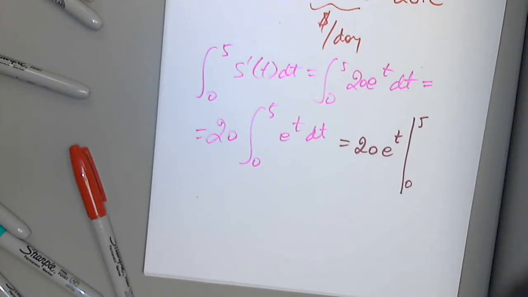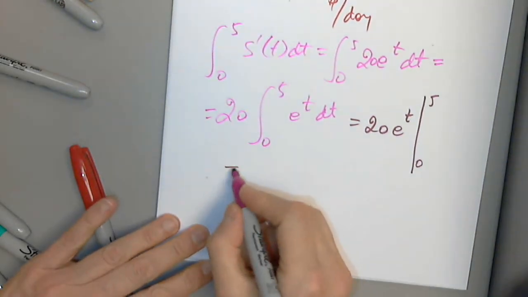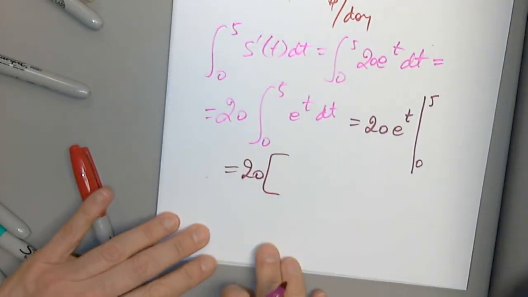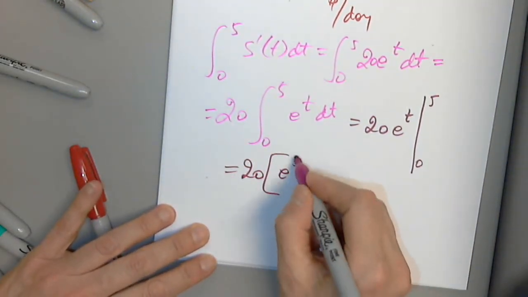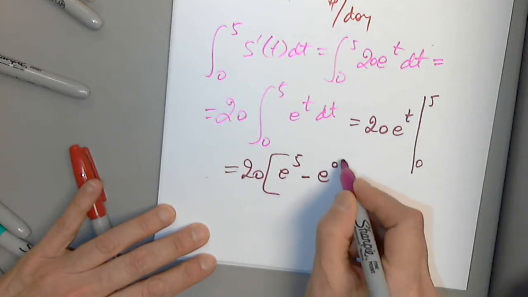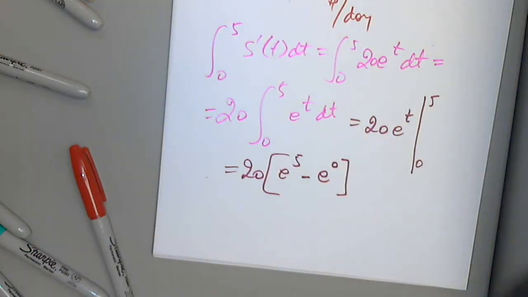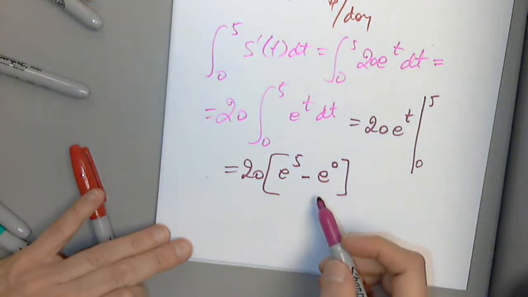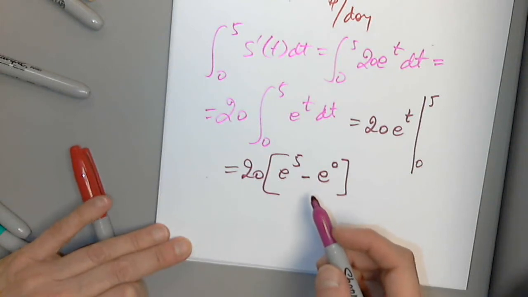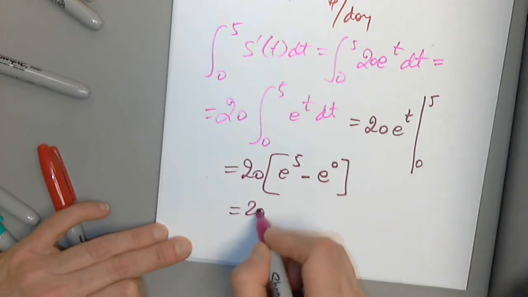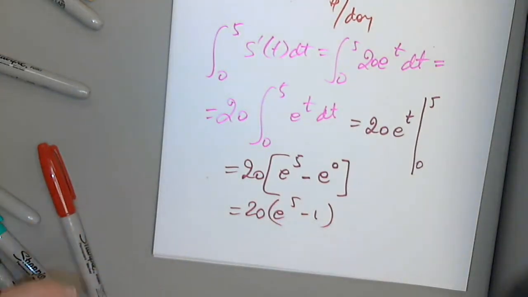I plug in 5. Leave the constant outside, don't bother with it. E to the 5th power minus e to 0. I plug in 5 and I subtract when I plug in 0. E to 5 is e to 5, but what is e to 0? 0? Careful. 1. So this is 20 times e to the 5th minus 1. And if you tell me you have in your pocket 20 times e to the 5th minus 1, I'll say, huh?